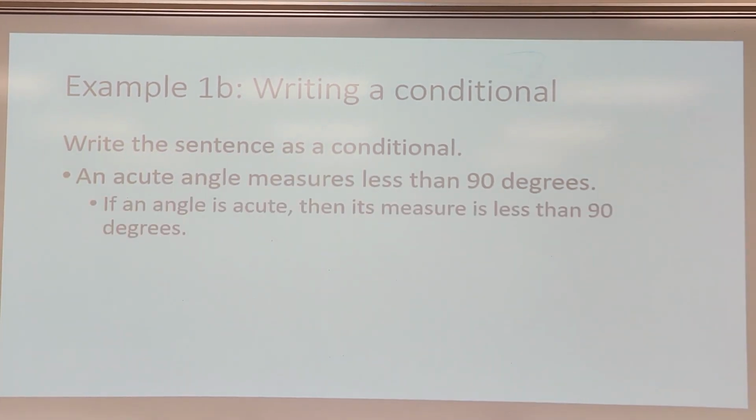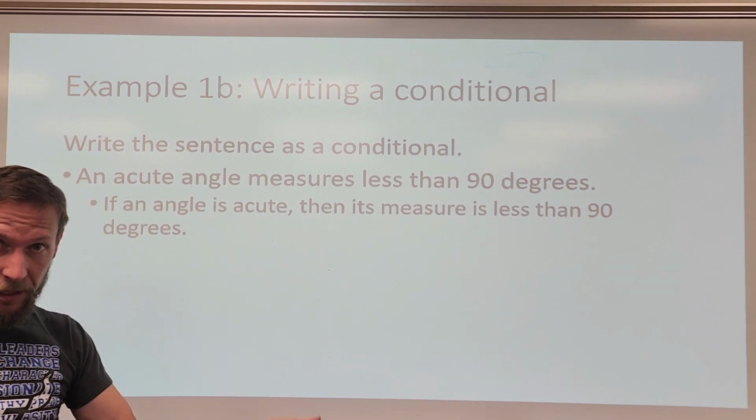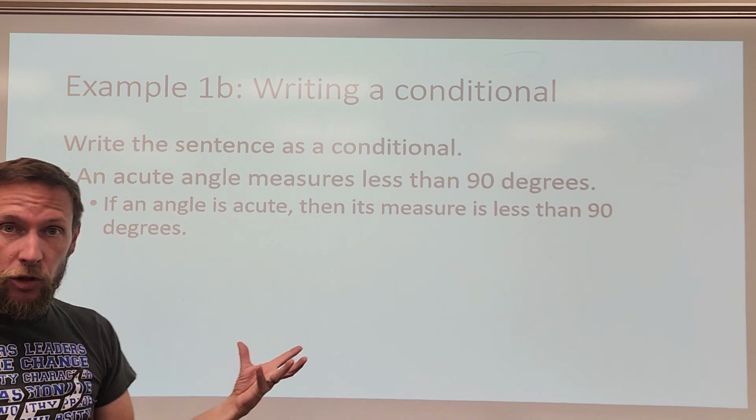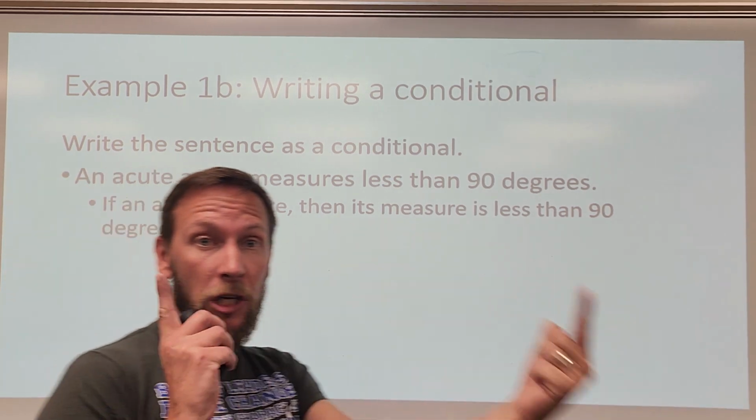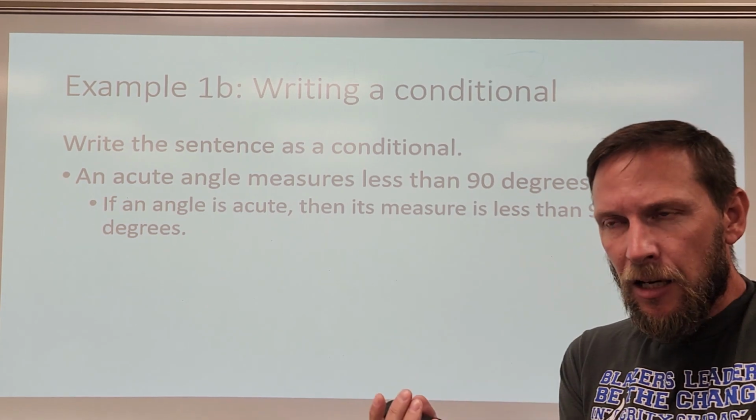So one way to write that would be: if an angle is acute, then its measure is less than 90 degrees. You could also write that as: if an angle measures less than 90 degrees, then it is acute, all right? When a conditional can be written forwards and backwards, we'll have a special name for that.